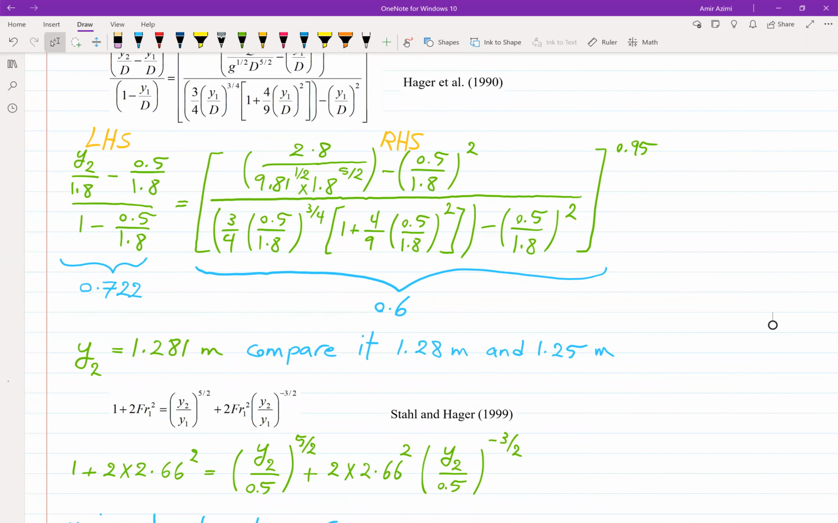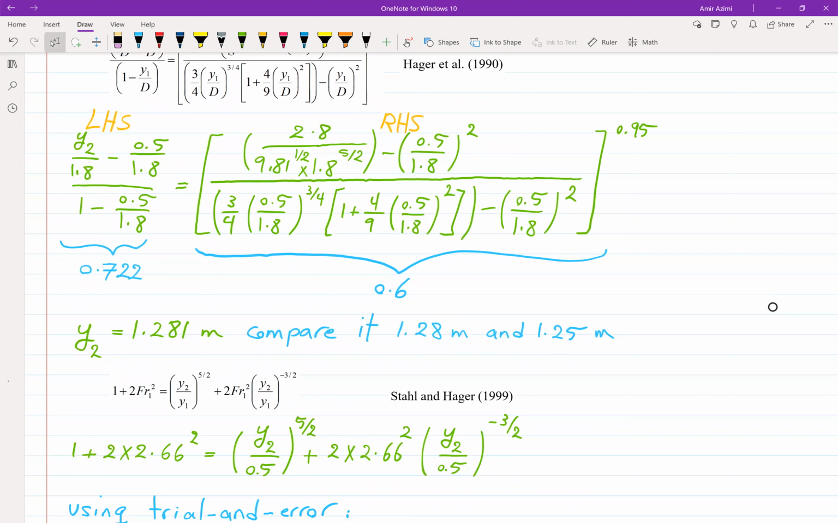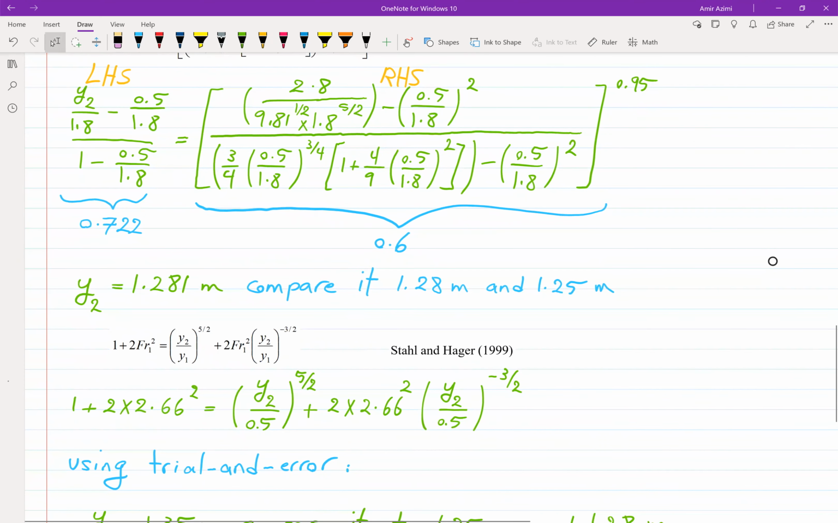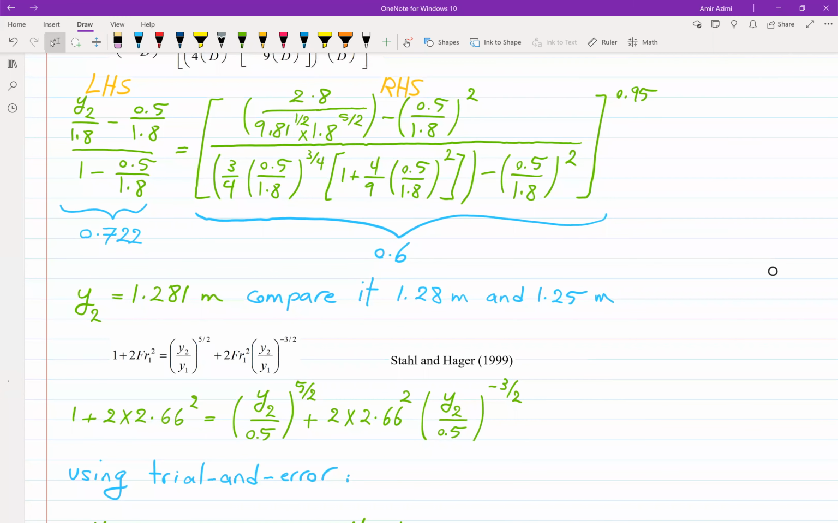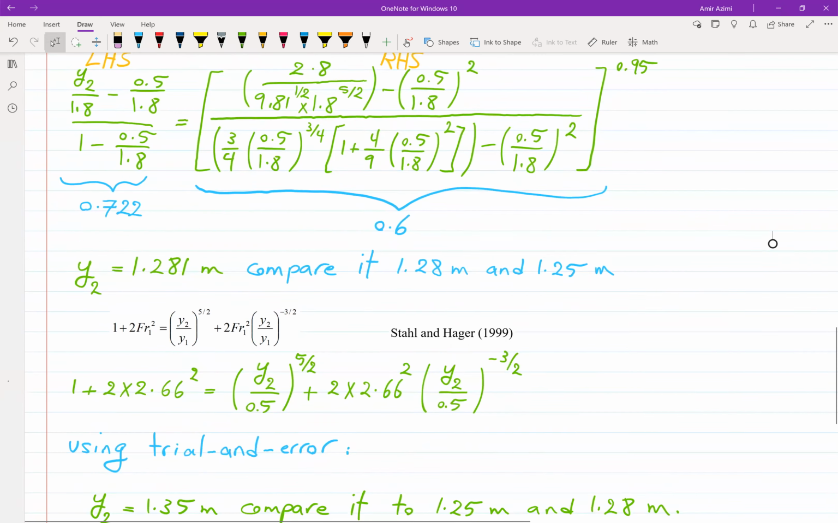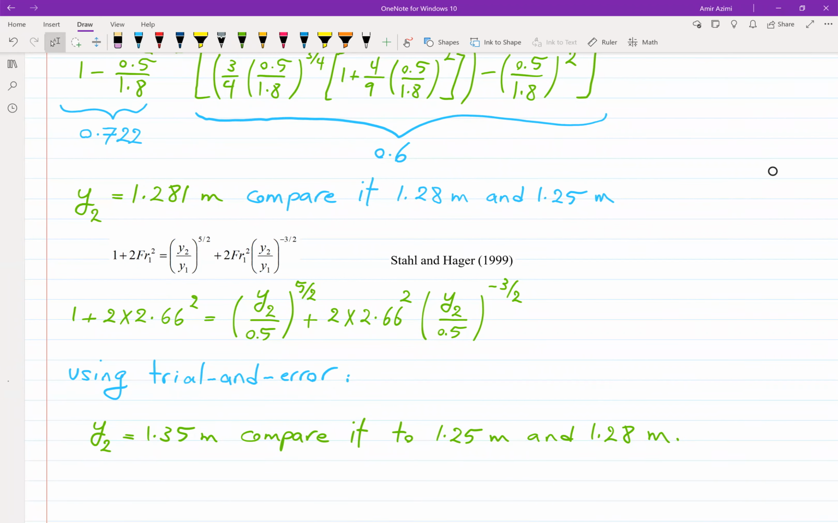Then Stahl and Hager in 1999 provided another equation which is relatively simpler, but you need to use trial and error because in the right-hand side you have Y2 in 2 different terms. If you do the trial and error, you will get 1.35. And if you compare it, you will see that it overestimates Y2.